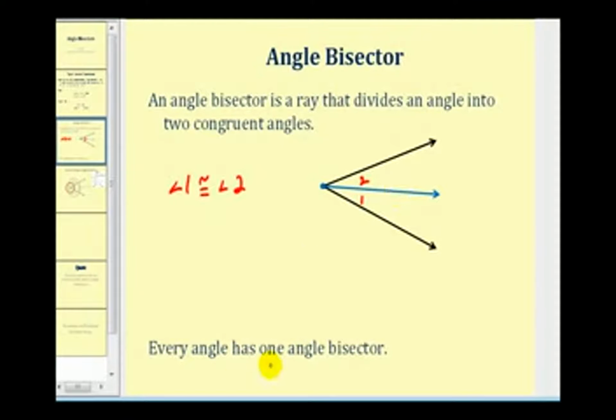And every angle has exactly one angle bisector. So we could sketch another ray that would divide the black angle into two different angles, but this blue ray, the angle bisector, is the only ray that would make angle 1 and angle 2 congruent angles.